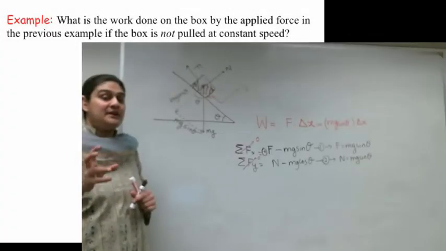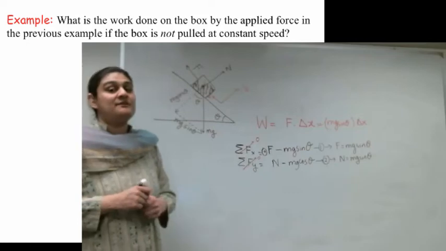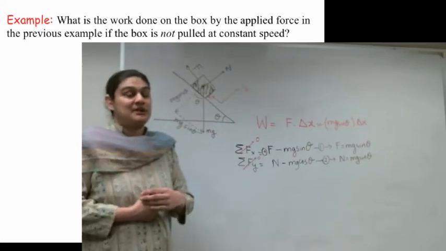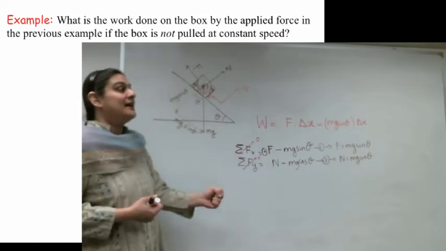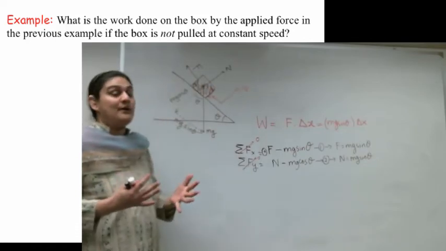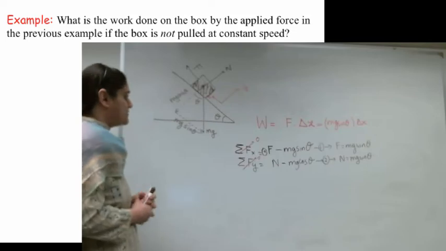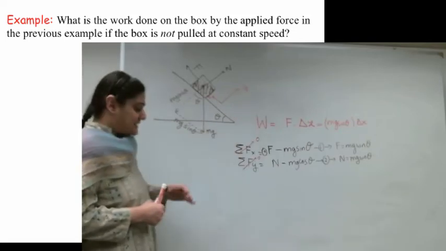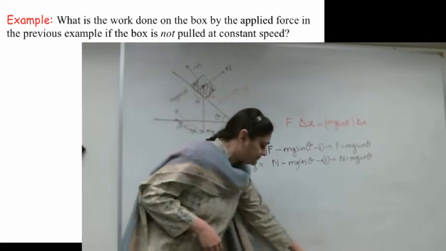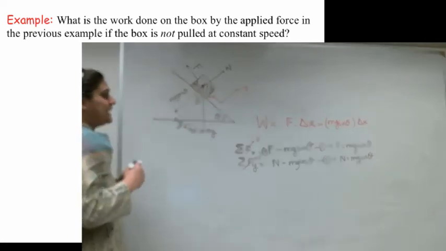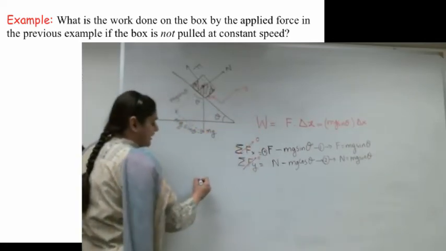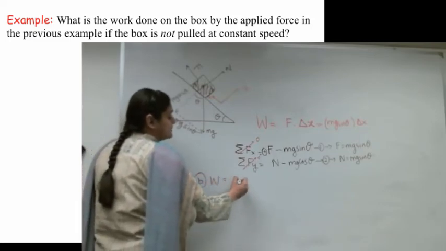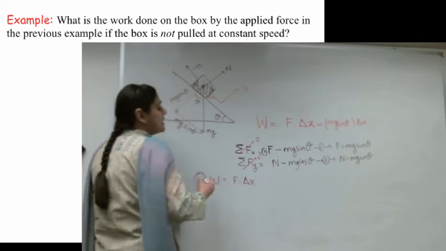Now, in part B of this example, it says, what if the work done is not by a constant speed? What if the force actually increases the speed? That means we now have an acceleration introduced into our system. So literally the question will remain exactly the same. So my work done will be the same. So for part B, my work done is still F dot delta x.